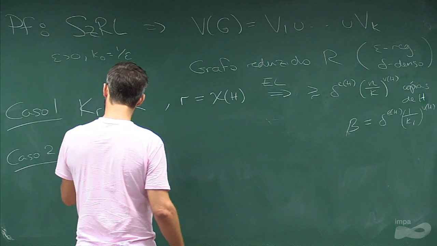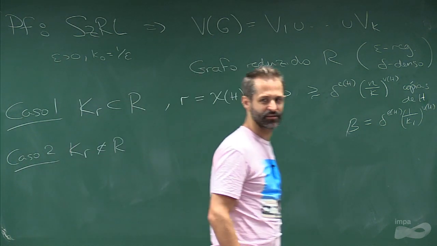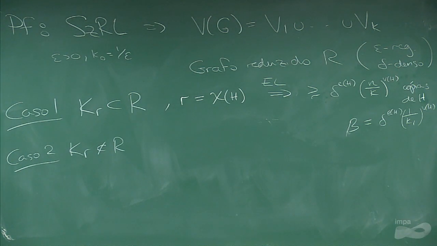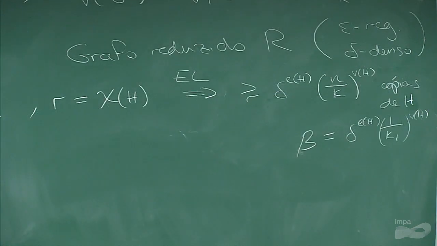Case 2, so there's no copy of K_r in R. So what we said before was, now life's easy. Just remove all of the few edges inside parts, between sparse pairs, between non-regular pairs. That's few edges. That's fine, we can throw them away. And now we've destroyed all the triangles. So now we've destroyed all the copies of K_r. But why have we destroyed all of the copies of H?